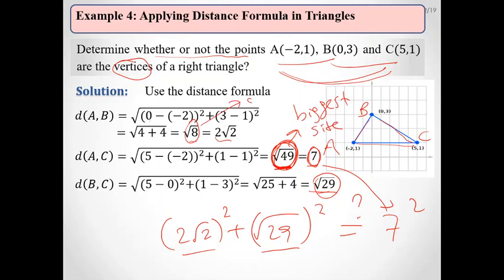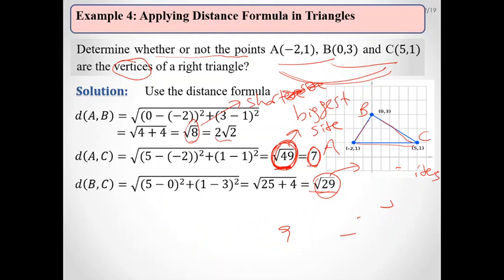These are the shorter sides. And we check if we have A squared plus B squared. Let's see.